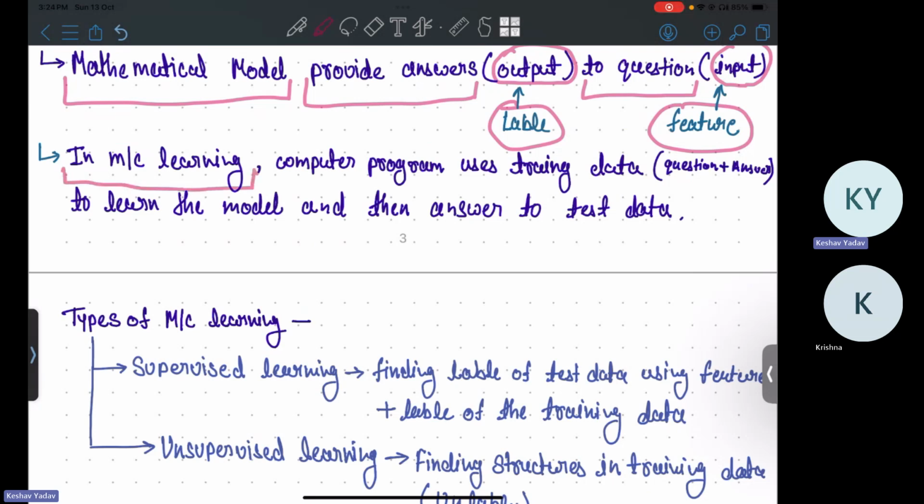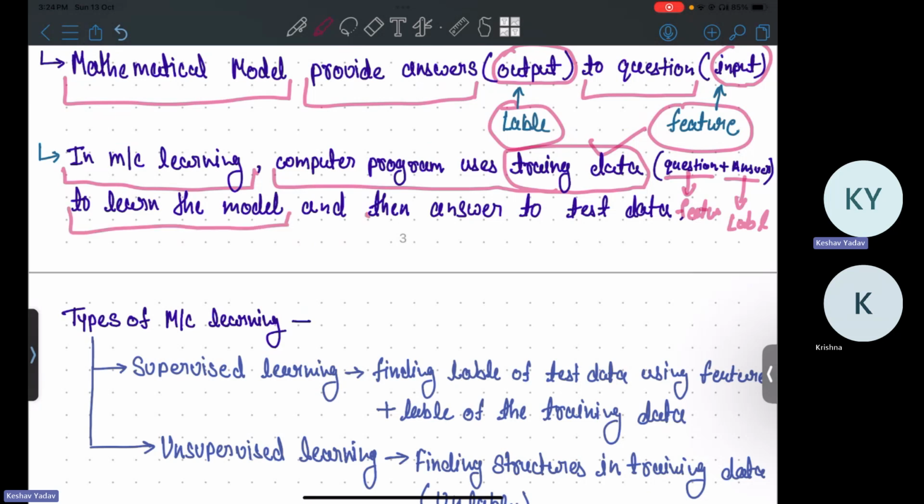So in machine learning, the computer program uses training data. What is training data? This is question plus answer, both, meaning feature and label both. The computer program uses training data to learn the model and then answers for test data, or unseen data. Suppose we have n number of data. This data will be used to make the model, and once the model is generated, suppose we give some unseen data, then it will predict its output.